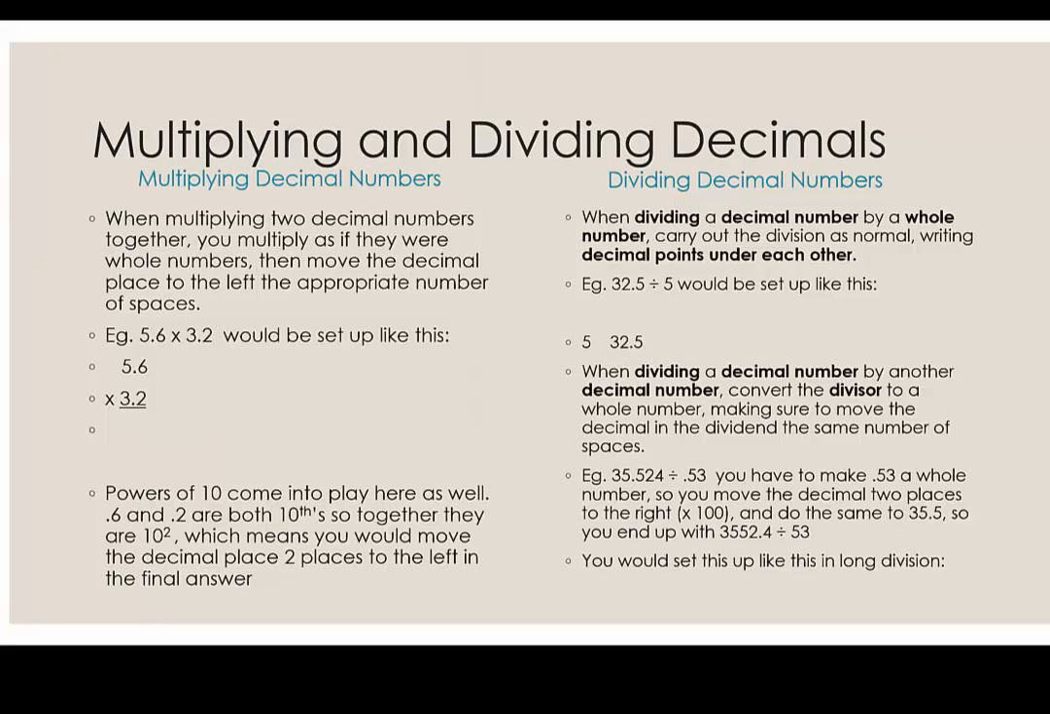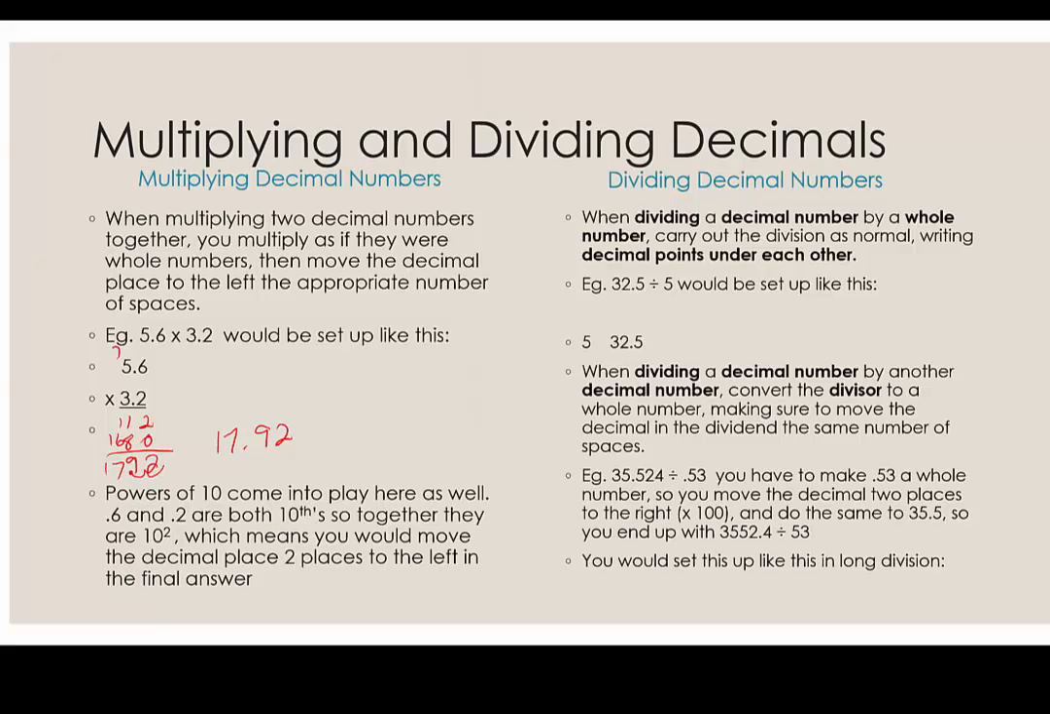2 times 6 is 12. Carry the 1. 2 times 5 is 10, plus 1 is 11. 3 times 6 is 18. Carry the 1. 3 times 5 is 15, plus 1 is 16. Add them up. 2, 9, 7, 1. Then we have 2 places, so move that 2 spots. So your final answer would be 17.92.